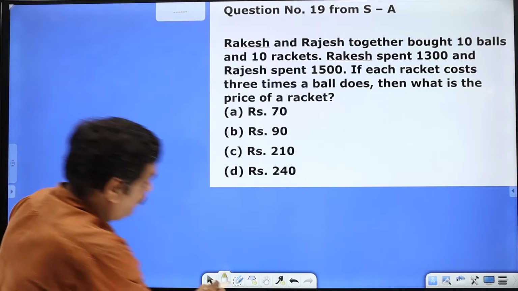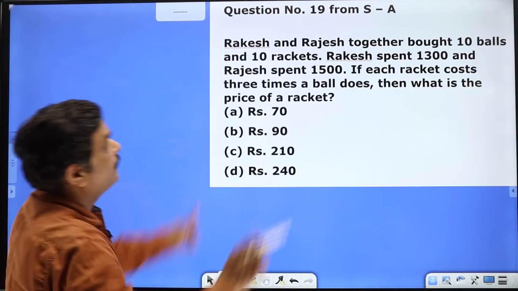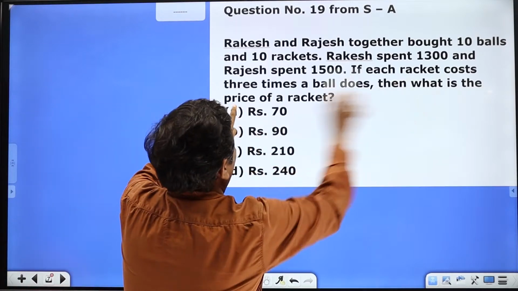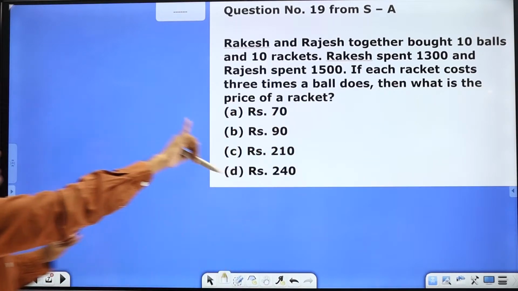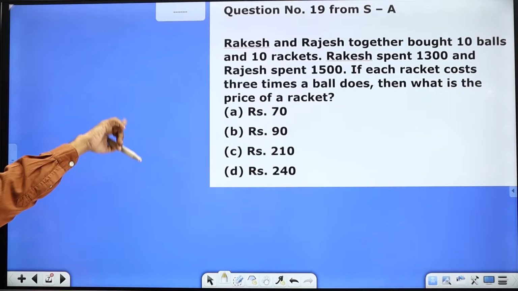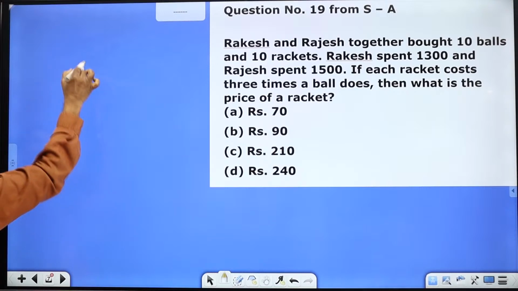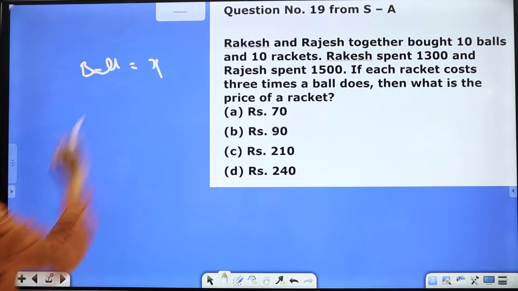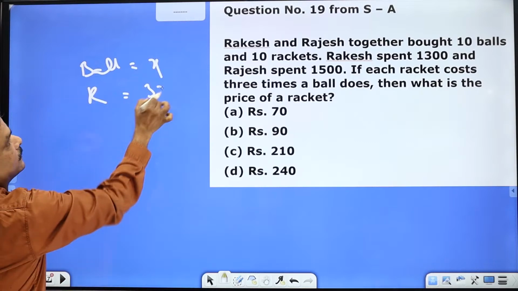Here they have given the comparison. What is the comparison? A comparison between the cost of a racket and a ball. How have they given it? A racket costs 3 times more than a ball. That means if a ball costs X rupees, the racket should cost 3x.